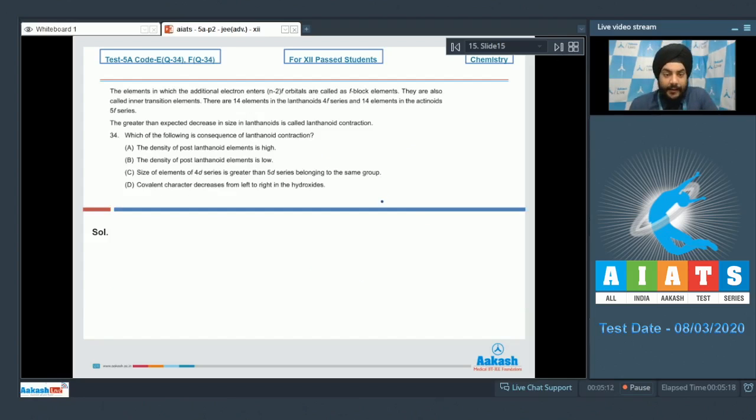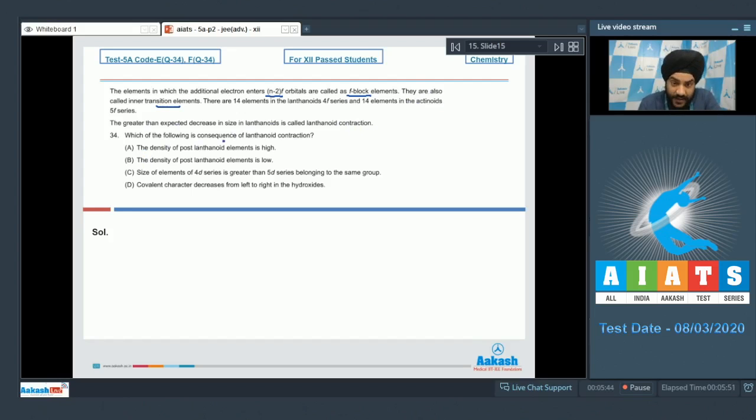Let us start with the paragraph given for question number 34 and 35. The elements in which the additional electron enters (n-2)f orbitals are called f block elements. They are also called inner transition elements. There are 14 elements in the lanthanoid series and 14 elements in the actinoid series. The greater than expected decrease in size in lanthanoids is called lanthanoid contraction. Let us start with question number 34.